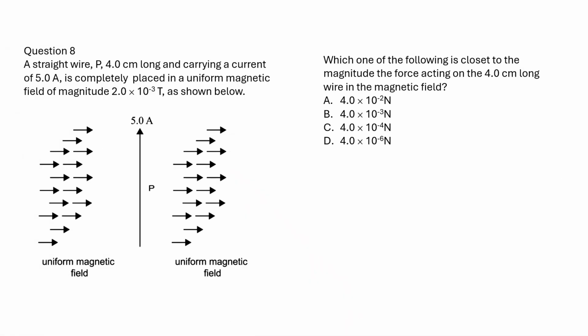The magnetic force on a current-carrying wire within a uniform magnetic field is calculated by multiplying the magnetic field strength, the current, and the length of the wire.